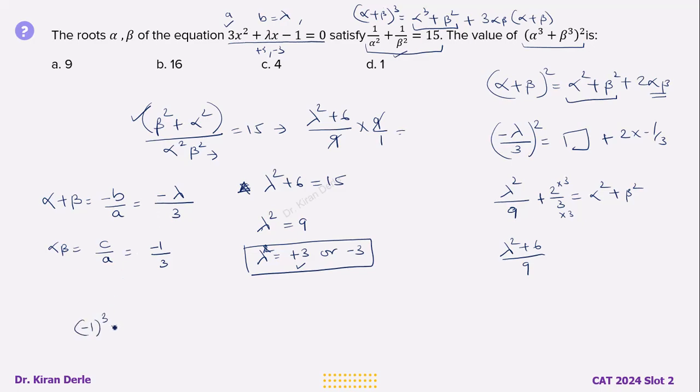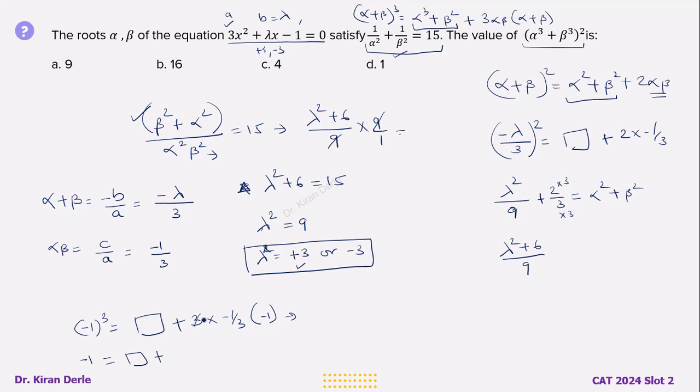So minus 1 cube is equal to what? This bracket we want, plus 3 into product of roots, which will not change. It will still be minus 1 by 3, and sum of roots is what? Minus 3 by 3, that is minus 1. Okay, so this minus 1 cube will be what? Let me write it here. Minus 1 is equal to, we want this box.